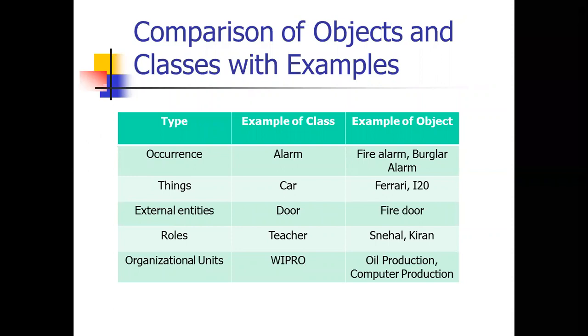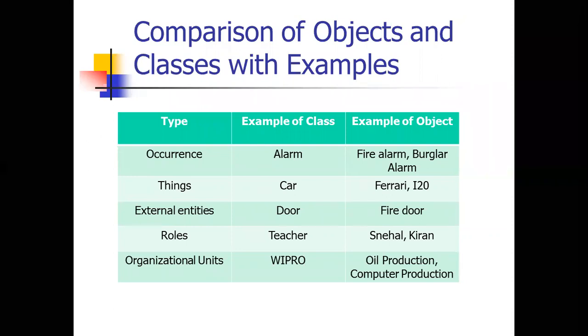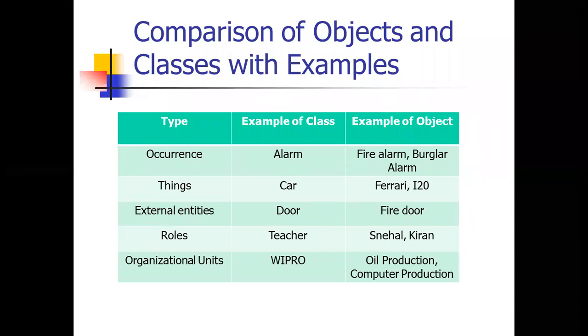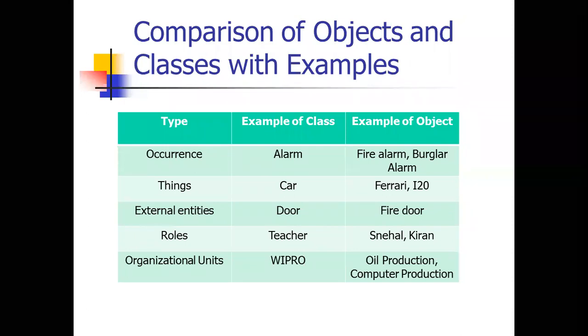Like Ferrari, I-20. Then external entities. Type is external entities. Whenever we consider external entities, a class like door. It is an external entity. So an example of object is fire door. Then next type is roles. So for roles, the example class is teacher. Teacher is a class for roles. Then what is the object for that class? Like teacher Snehal, Kiran. These are the objects of that teacher class.